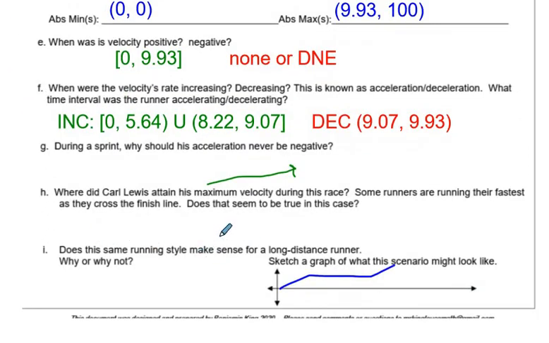So does this running style make sense for a long distance runner? Why or why not? And the answer is no, not really. Because a long distance runner needs to start out fast to get position amongst all the runners, because there's not only 6, there could be 600 people in the race. And then you keep a consistent velocity, and then you speed up at the end. So it's not a run as fast as you can the whole time. It's more of a run as fast as you can, keep consistent, and then at the end, that sometimes is called a kick.